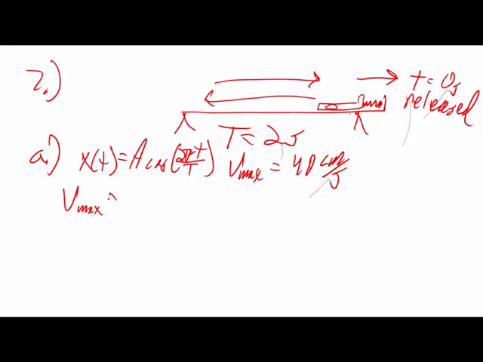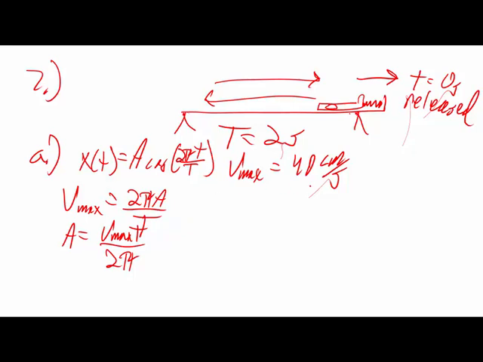V max is equal to 2 pi A over T, where A is the amplitude. Did it give us the amplitude? No, that's what we're calculating. So we have to find the amplitude. We just solved for it: the amplitude is the velocity max times the period divided by 2 pi.